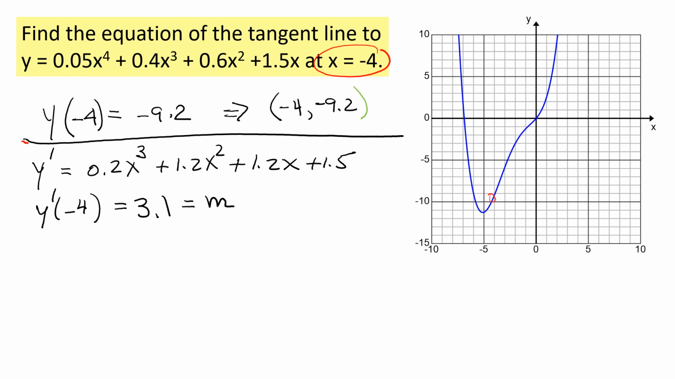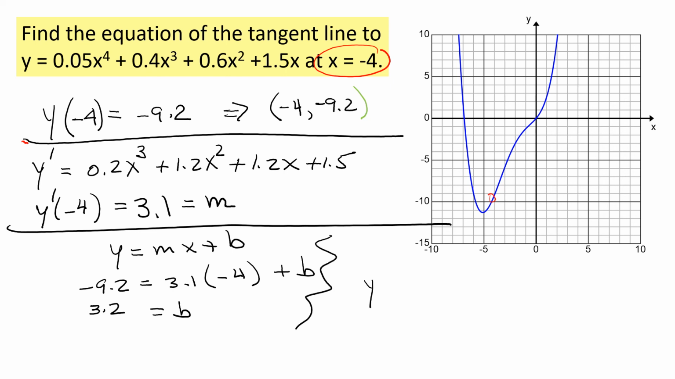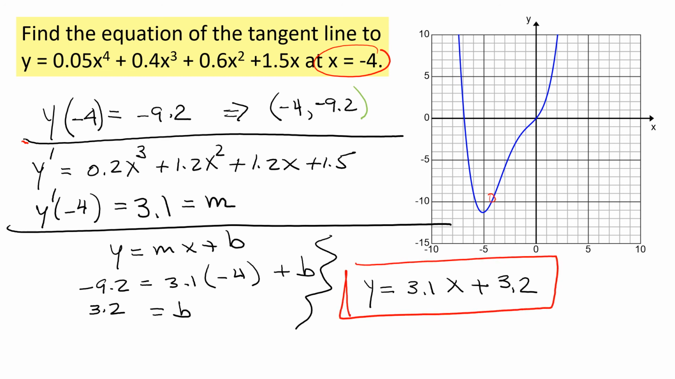So this is the slope of the tangent line, okay? And now using y equals mx plus b, all I need to do is find the intercept. All right, so I get negative 9.2 equals 3.1 times negative 4 plus b, and b is equal to 3.2. Final answer, y equals 3.1x plus 3.2. Final answer. Right there. And there's your tangent line. Okay. All right.